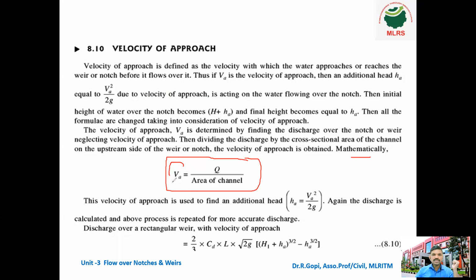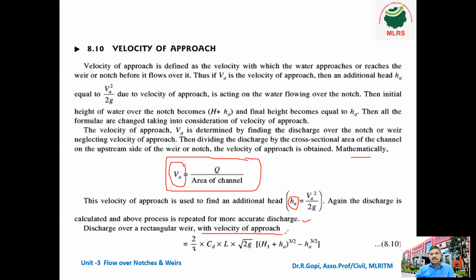So thus, velocity of approach is used to find the additional head. Using this VA, we have to calculate this HA, using the formula VA square by 2g. Again, the discharge is calculated and the above process is repeated for a more accurate discharge. Suppose we want to know the accurate discharge in a rectangular, triangular or trapezoidal notch, we must include this HA in that formula. So, discharge by rectangular weir with velocity of approach.